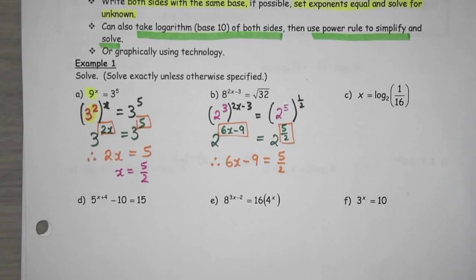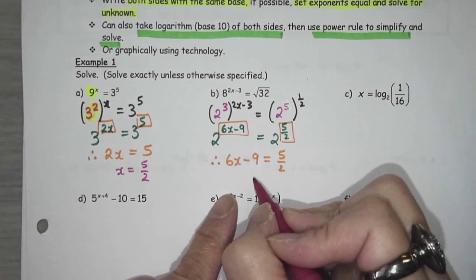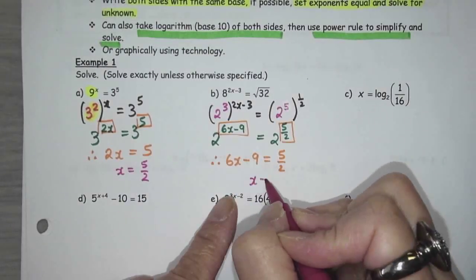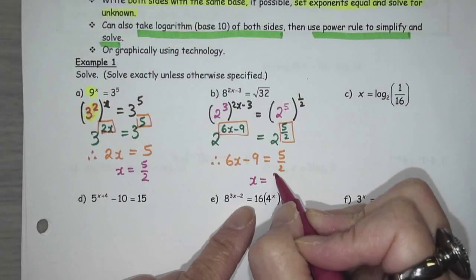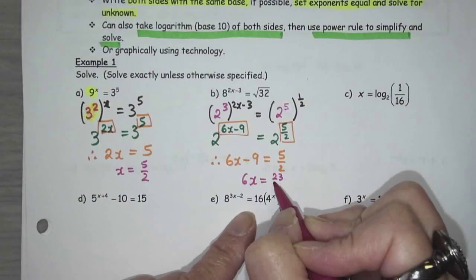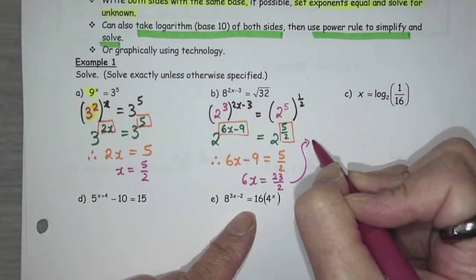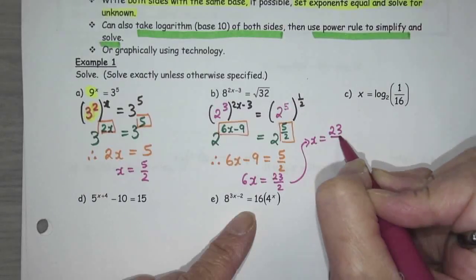Then when we're solving this, we go ahead and solve it. Bring the 9 over, so add 9, which is 18. So this will be 6x equals 23 over 2. And then x equals 23 over 12.